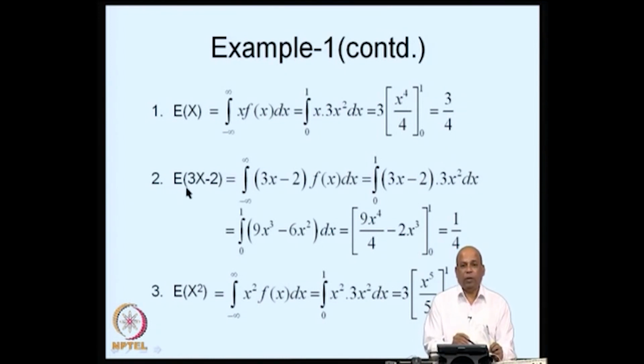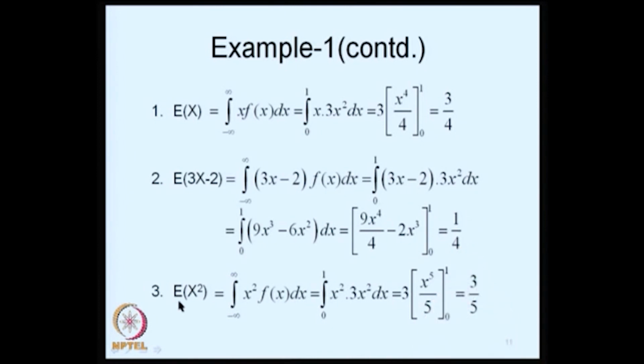Then the expected value of any function of x is given by the integral from minus infinity to plus infinity of that particular function times f of x dx. So, the expected value of 3 x minus 2 is given by the integral from minus infinity to plus infinity of 3 x minus 2 times f of x, which is 3 x square, times dx, and when you integrate that you will get 1 by 4.